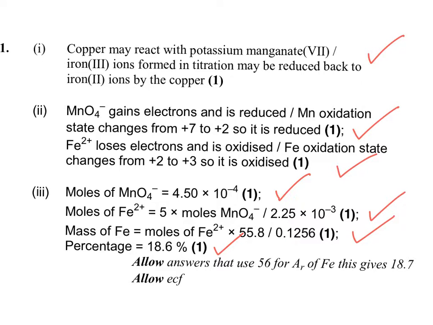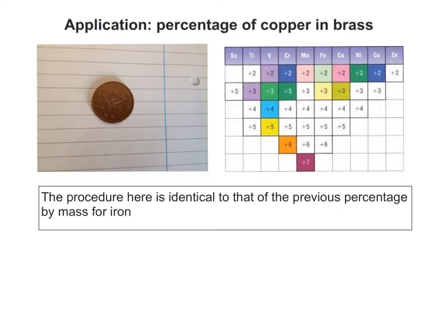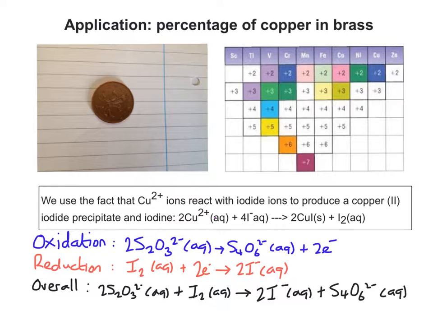So far so good. Another application of redox titrations is finding the percentage of copper in brass, such as a brass coin. The problem here is that copper doesn't have as many oxidation states as iron, and its colour change is not as marked, as you can see from the table. So what we do is use the fact that copper can be dissolved in nitric acid to make copper 2+ ions.